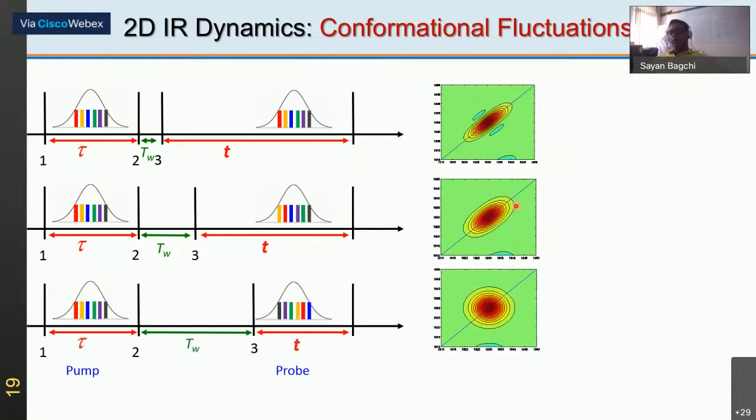So now, if I have an even bigger time delay, all these frequency levels will be scrambled. From a molecular point of view, I can think that all these different individual molecules have kind of sampled all the different configurational space, and the shape will even change. From elongated along the diagonal, it will become more upright.